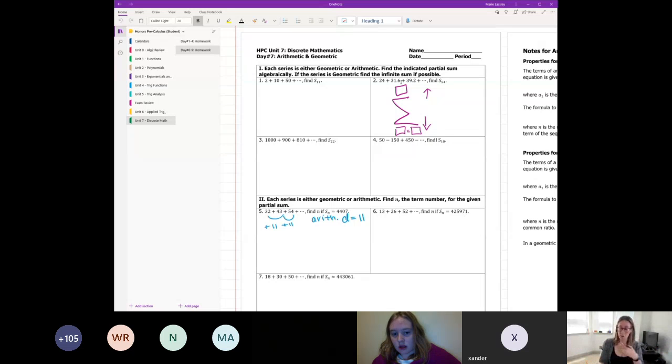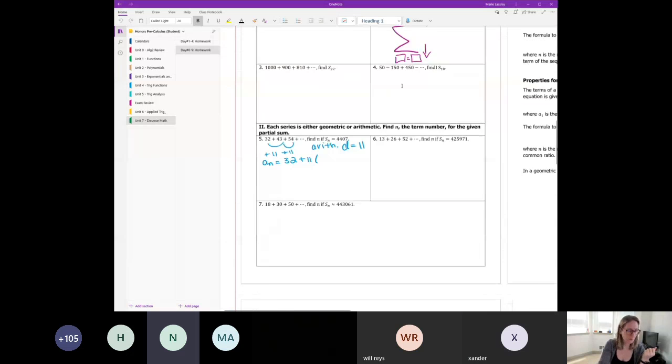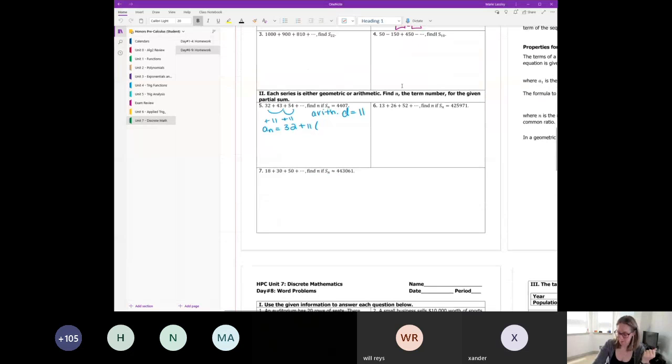All right, so the first thing we have to do is make the explicit equation. So a sub n equals our first term plus our common difference times n minus 1. And then I would recommend simplifying this. So distribute your 11 and then simplify it so it gets a little bit prettier to look at. And 32. Where is this one? Aha, there it is.